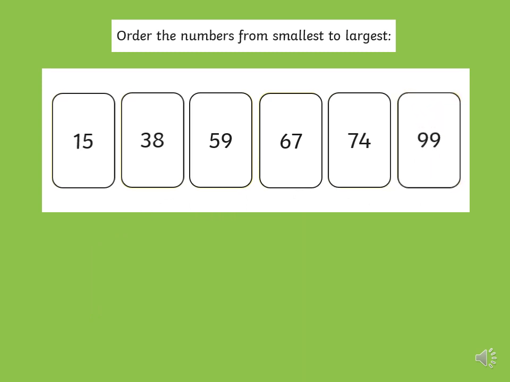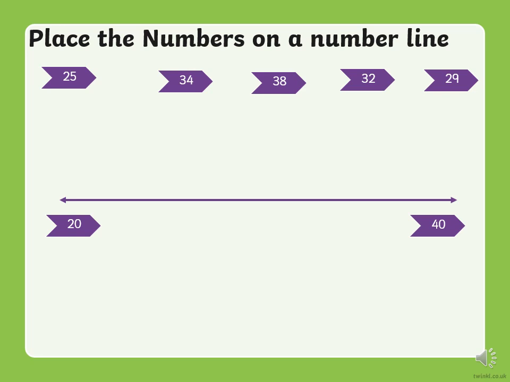Great work. Now we're going to practice putting numbers along a number line. So on this number line, we've got 20, and at the other end, we've got 40. So all of our numbers need to fit in between these numbers. So we need to put them on in order from smallest to largest again. Okay, so let's take a look. We've got 25, 34, 38, 32, and 29.